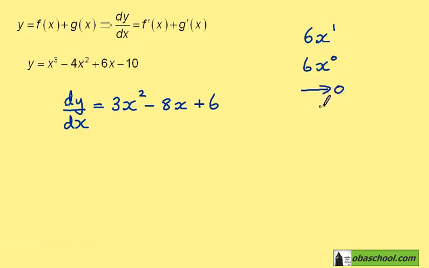But just to explain this again, this is minus 10, which we can write as minus 10 x to the 0, since x to the 0 is 1. The 0 comes down in front, multiplying the minus 10, and of course 0 times anything is 0. So a constant term always disappears.